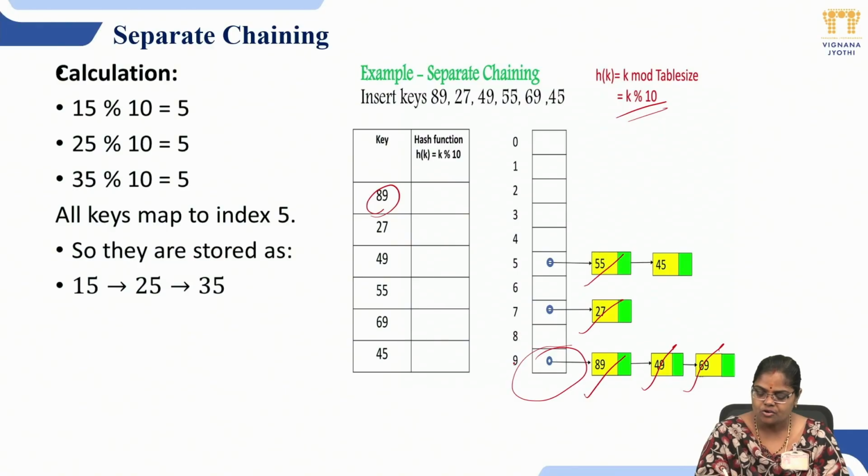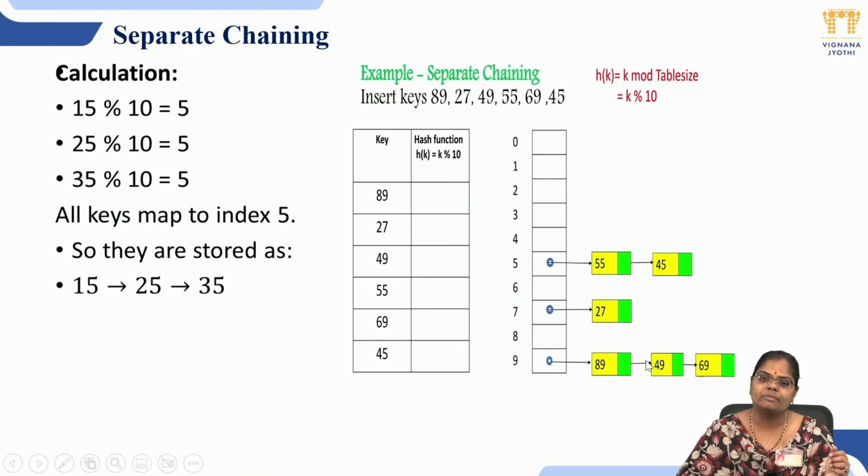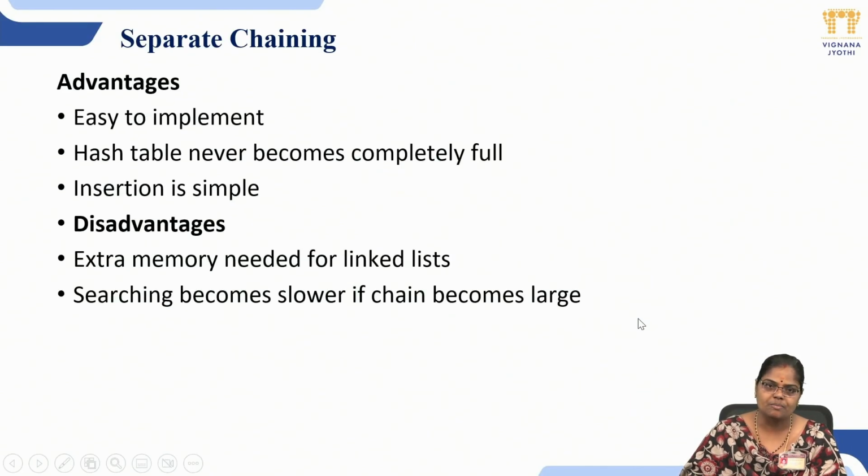So at each index, you're storing more than one key in the form of a linked list. But this linked list is said to be an additional memory which is to be considered in separate chaining. Now, if you see the advantages of separate chaining, it's very easy to implement. Hash table never becomes completely full. Why? Because we are not using the hash table for storing the keys. We are using it to store the base address of the linked list, where the linked list can be increased to any size since it is using dynamic memory allocation. Insertion is very simple, but when we consider the disadvantages, it uses extra memory needed for the linked list.